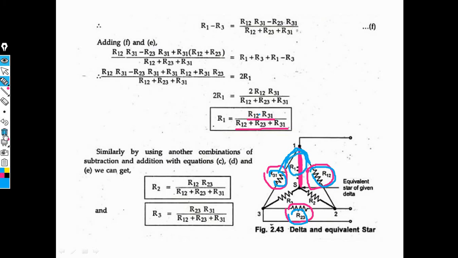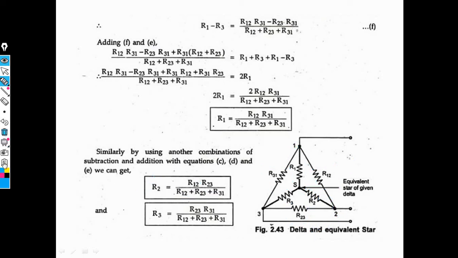Similarly for R2 we obtain R2 here. Okay, then resistance R2 is here. R2 is parallel to R12 and R23. But these both resistances are connected in series, that is R12 and R23. And parallel to the R12, R23 and R31, that is here. Okay, now this is for resistance R2.